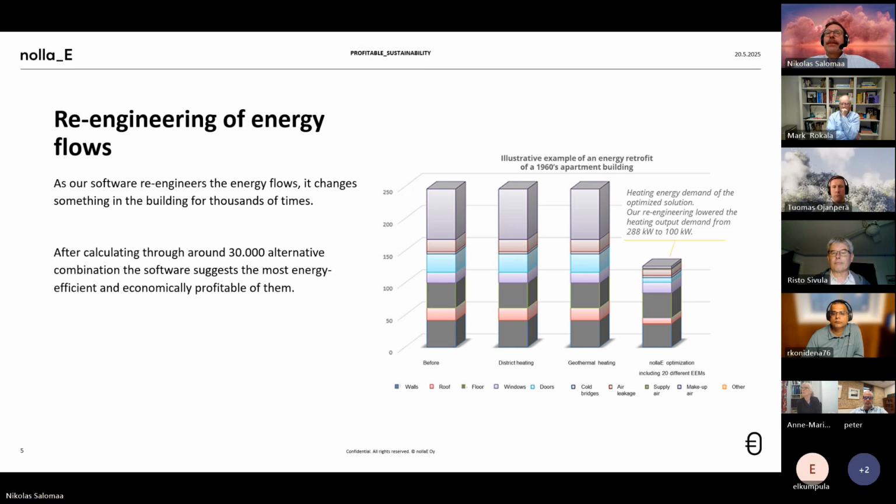Whereas here, after optimizing the energy efficiency measures and finding the right things to do, the peak heating load was only 100 kilowatts, because these other 19 energy efficiency measures make the energy efficiency so much better. And a 100 kilowatt geothermal system costs only a third of the cost of 288 kilowatts. Actually, in this specific case, the cost of the geothermal system was 140,000 euros.